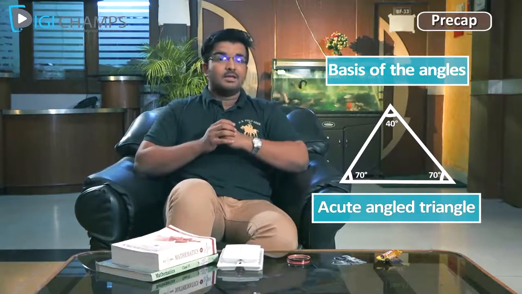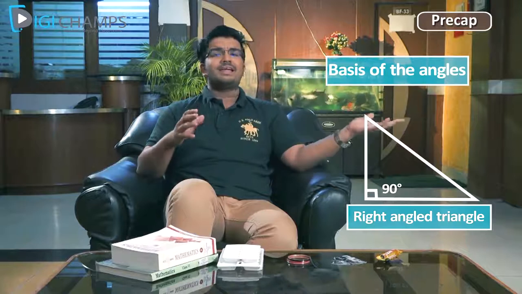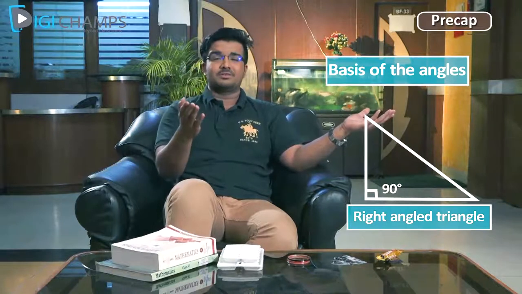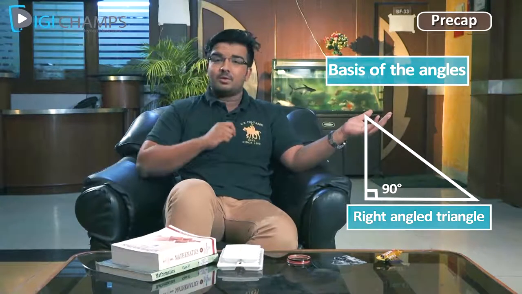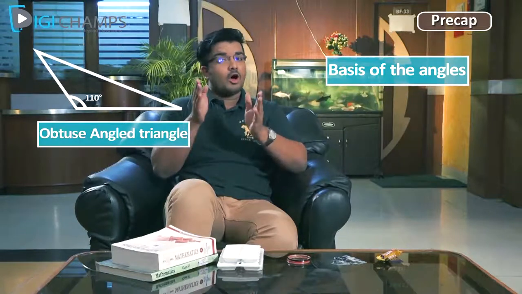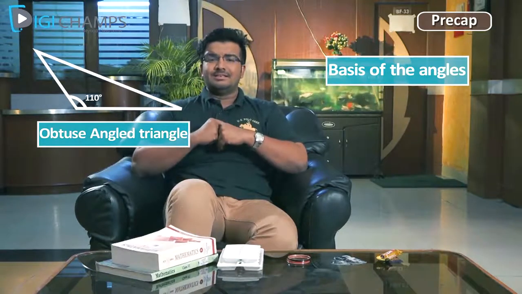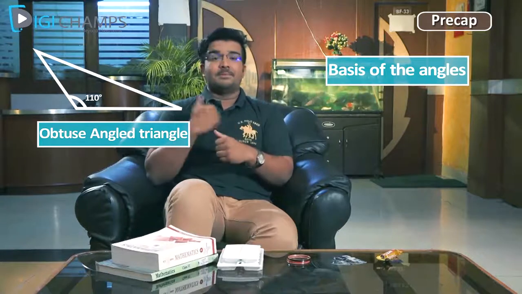The first one is the acute angle triangle. Here all the angles are less than 90 degrees. The second one is the right angle triangle. I am sure you know this. This is the one where one angle is equal to 90 degrees. And the third one is the obtuse angle triangle. Here one angle is more than 90 degrees, and it looks something like this.